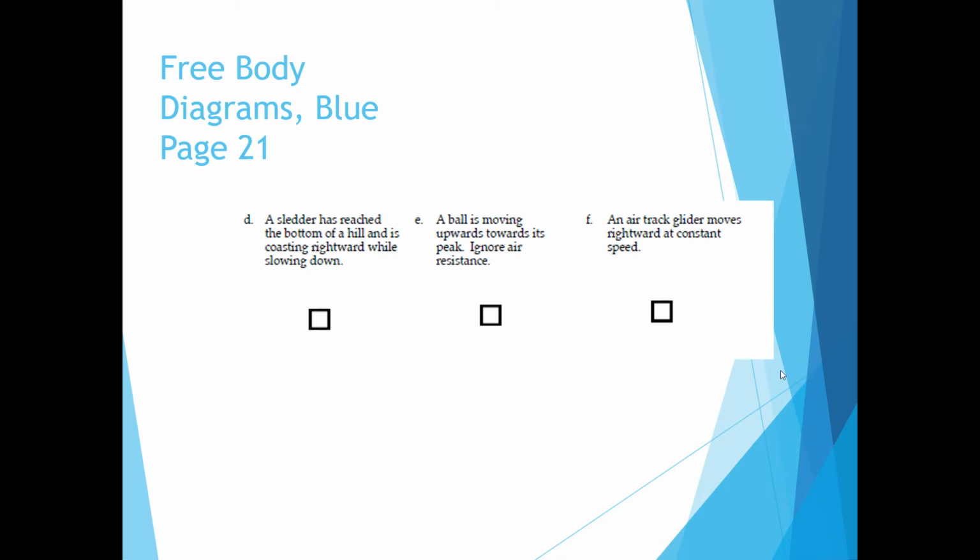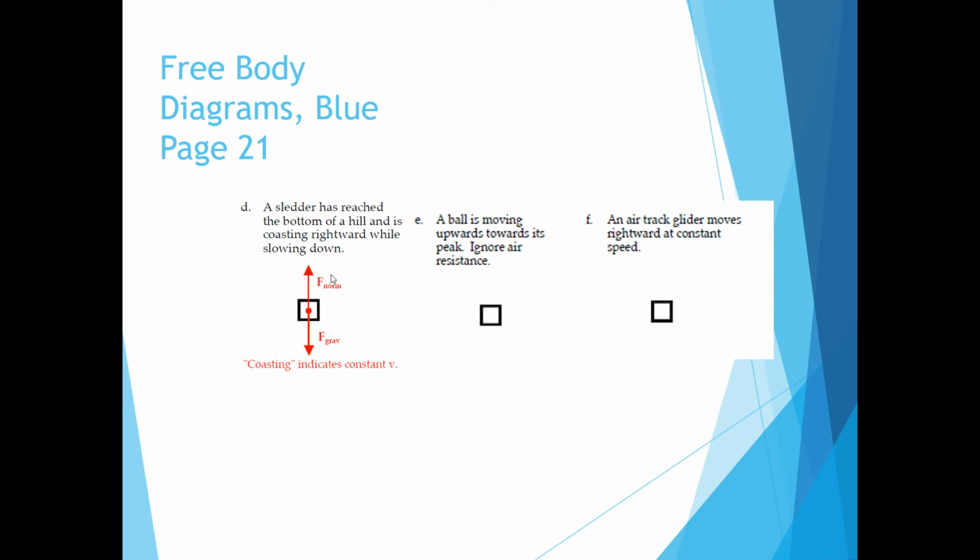So the next line has a sledder has reached the bottom of a hill and is coasting rightward while slowing down. So if it's coasting rightward, coasting actually indicates a constant velocity, but there's nothing pushing on it. So it reaches the bottom of the hill, it's got a gravity force, it's got a normal force, and that's all that it's got. So there's nothing pushing on it, nothing else holding it back at this point.